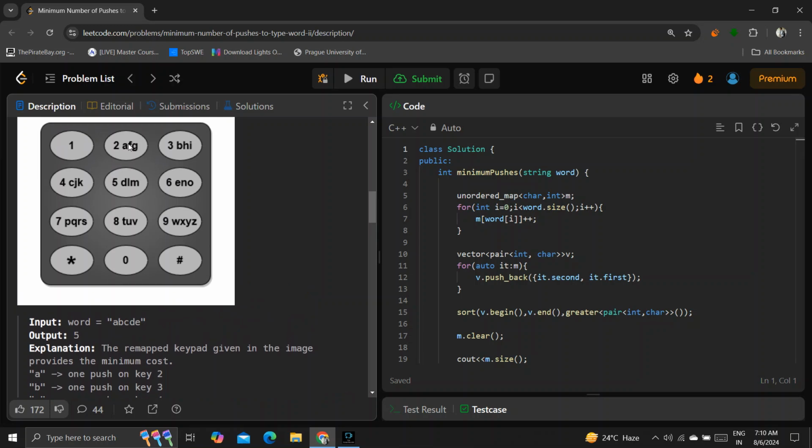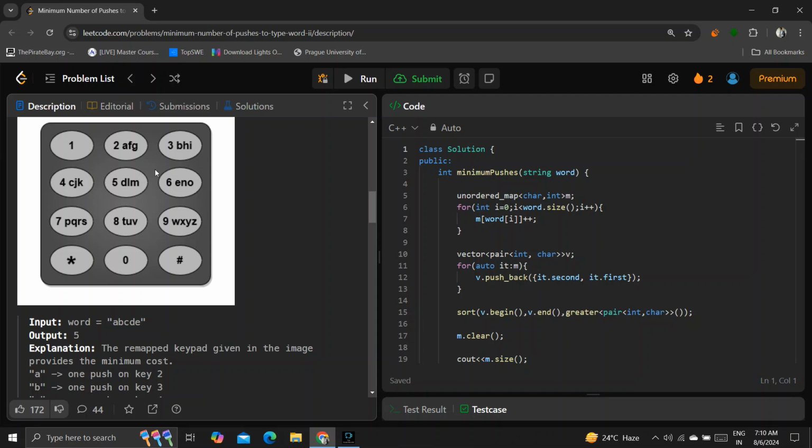Now, if you see A, B, C, D, E: for A, I have to click one time, that is 2. For B, I have to click 3 one time. For C, I have to click this 4 one time. For D, I have to click this 5 one time, in this particular way. Now suppose the string was A, B, C, D, E, P, T, W, then it will come in this particular way.